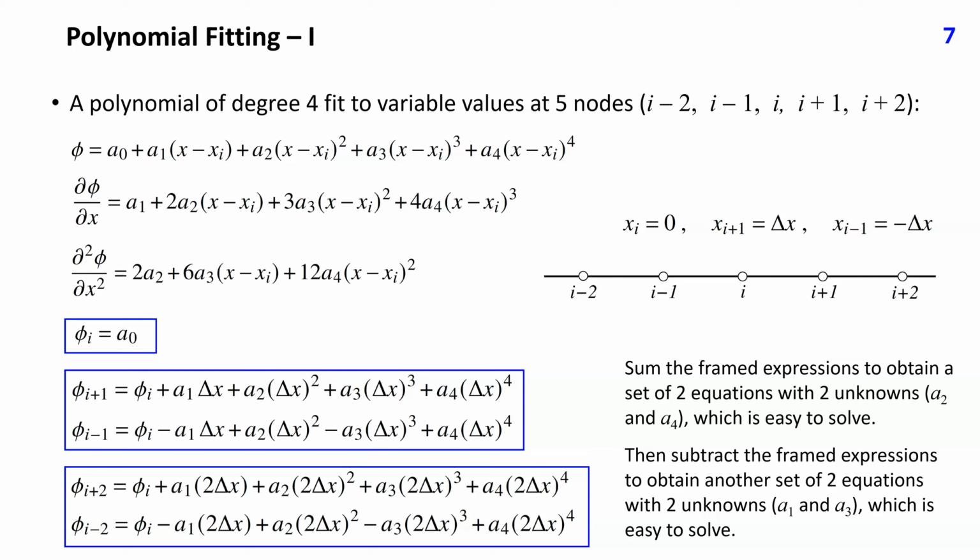First, we sum the framed expressions. The terms involving coefficients a1 and a3 cancel out, and we obtain two equations with two unknowns, a2 and a4, which are easily solved. Next, we subtract the framed equations. Now the terms involving coefficients a2 and a4 cancel out, and we obtain a set of two equations with two unknowns, a1 and a3, which is also easily solved.